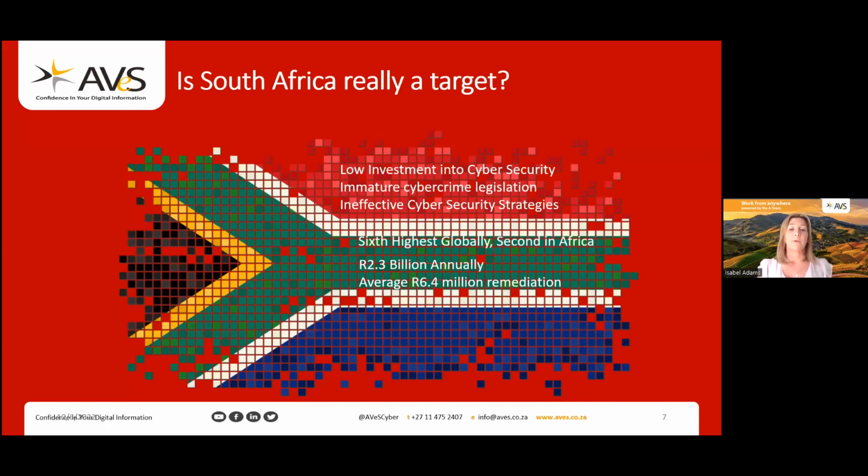Last year, cyber attacks cost South Africa 2.3 billion Rand. And the reason that cyber attacks are so prevalent in our country is because up until recently, there's been a very low investment into cybersecurity from a government perspective. There's been immature cybercrime legislation until the introduction of POPI last year. And many organizations have ineffective cybersecurity strategies in that their focus has been on IT security, exactly that, making sure that they've got firewalls in place and mail scanners like Mimecast. But they're not taking into consideration that the end users need to be properly trained and understand the impact of cybercrime.